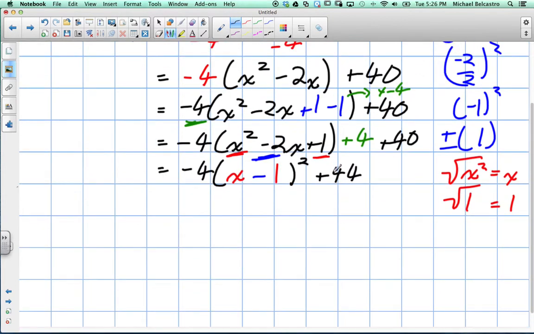And we add these together. Here is our vertex, very quickly. Essentially what it is, is +1 and 44. So after 1 second, or 1 second after being thrown, the ball is at its max height of 44. So it goes up another 4 meters and then starts to descend from where it was before.